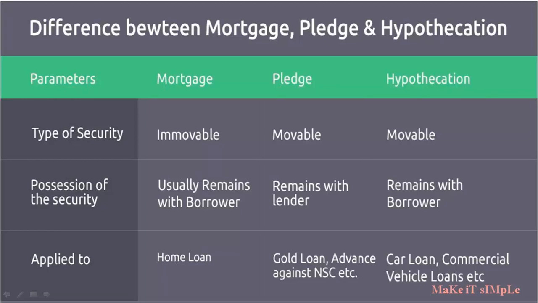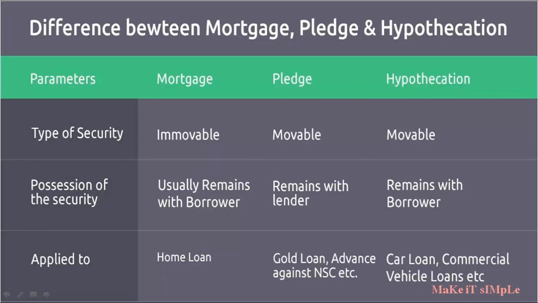Next, the collateral which we are keeping, it lies with the borrower or the lender, that is with the customer or the bank. In the case of hypothecation, the vehicle is with the borrower, the customer. In pledge, the gold we keep in the bank, so that remains with the lender. In the case of mortgage, we can take a loan for a building which we are residing in also. So usually the immovable property remains with the borrower or the customer.